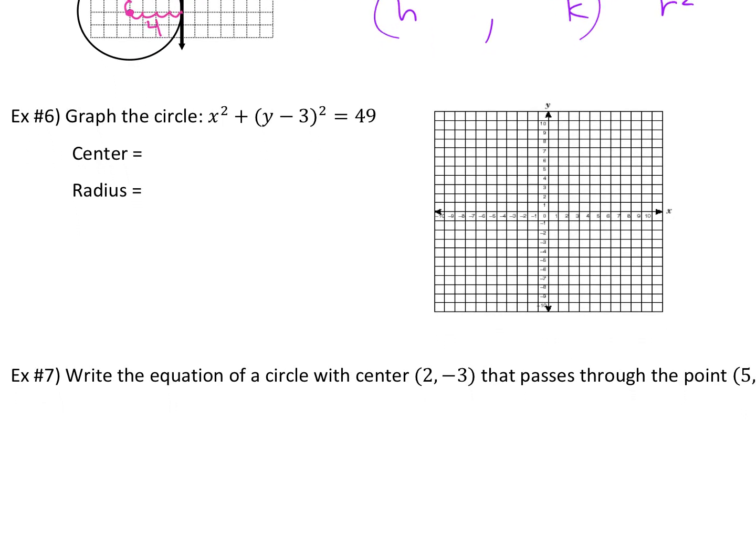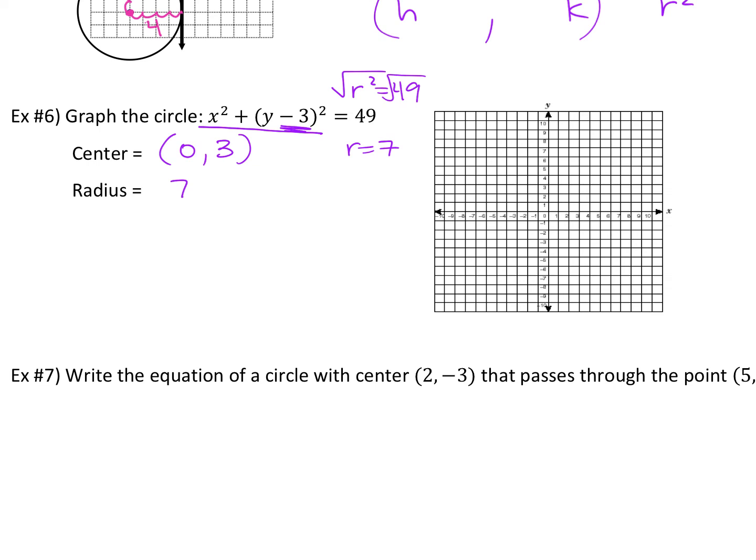Okay, this one. What is your center here? It's not 0, 0. The x is 0. A positive 3? Okay, it looks like a -3. It's always opposite of what it looks like. So 0, 3 is your center. What's your radius? 7, right? This is r squared, so you take the square root of that. So your radius is 7.